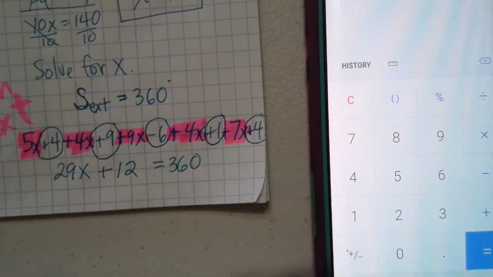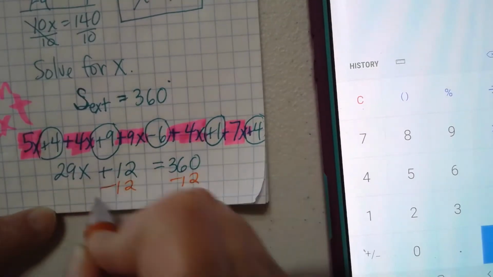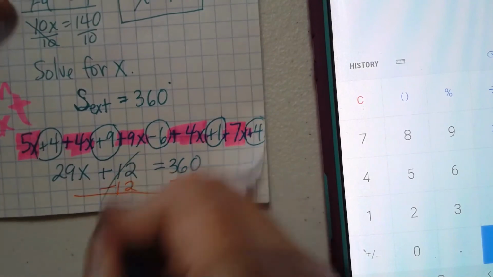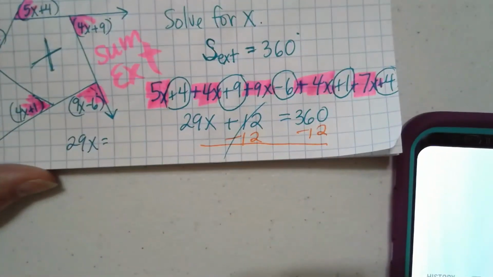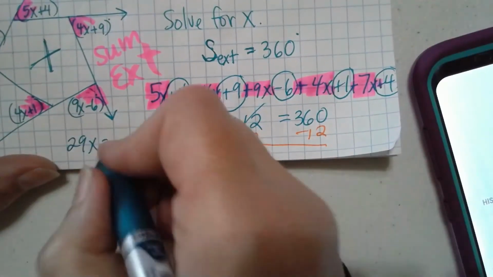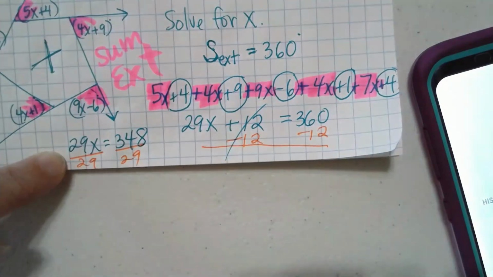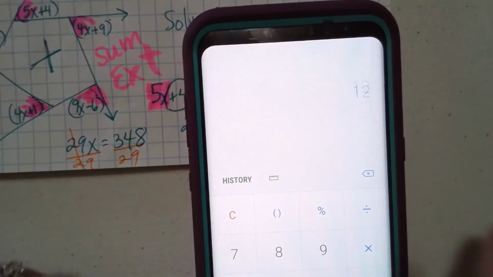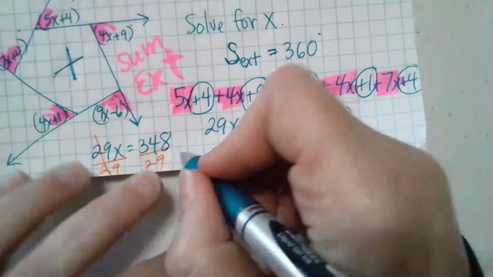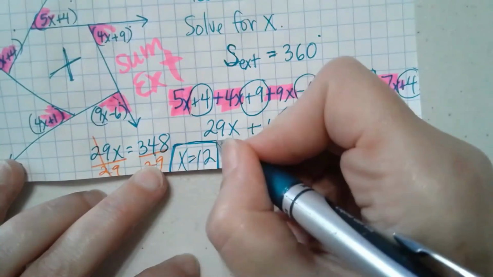All right, so we want to get that x by itself. So we're going to get rid of this plus 12 first by taking away 12 on both sides. And we will have 29x equals, what's 360 take away 12? 348. And the last step is divide by whatever's in front of x. 348 divided by 29 makes 12. X equals 12. Just enough space.